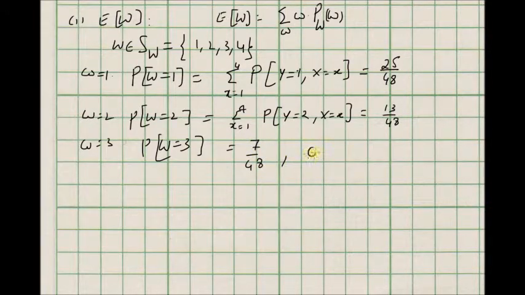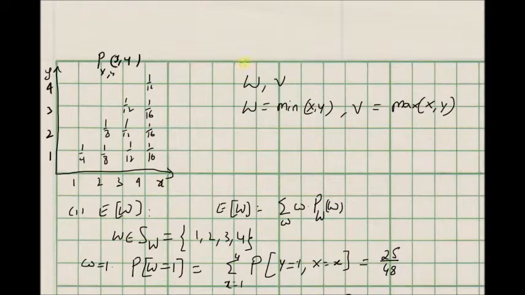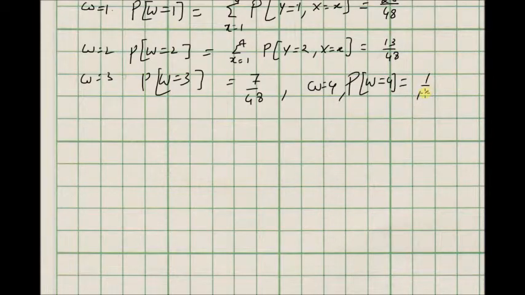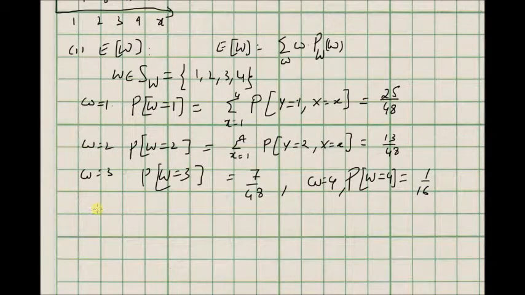And finally, for w equal to 4, we have P of w equal to 4 is equal to the one value here, that is 1 by 16. Therefore, the probability mass function of w can be constructed as follows. For w equal to 1, we have 25 by 48. For w equal to 2, we have 13 by 48, and for w equal to 3 we have 7 by 48, and w equal to 4 we have 1 by 16.